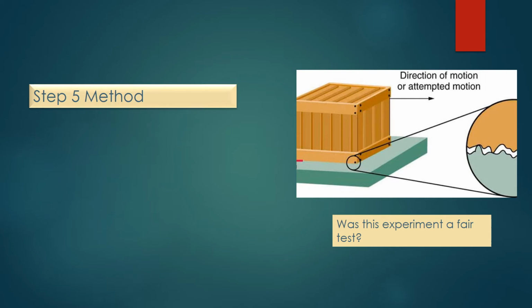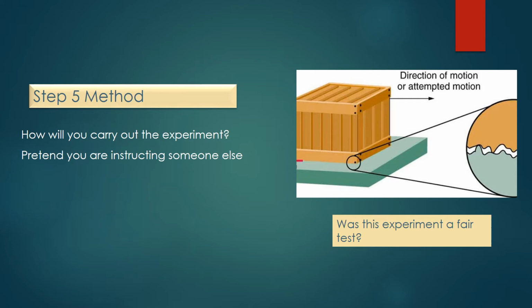So you're going to be drawing and writing for me a method on how you are going to do your experiment. So how are you going to carry it out? So you're going to be pretending like you're instructing someone else on how to do it. So a good way to do it is write your method, give it to your parents or a sibling, see if they can follow that method and understand what to do for the experiment.